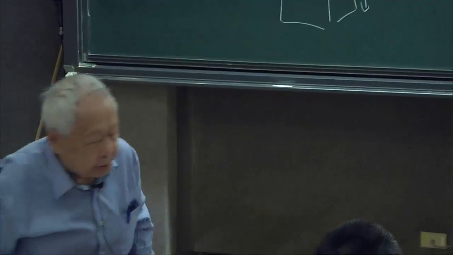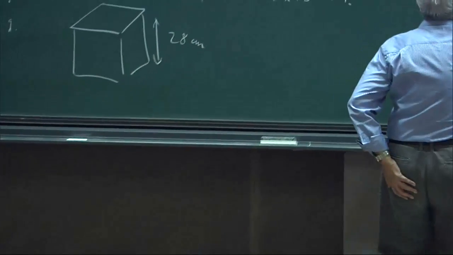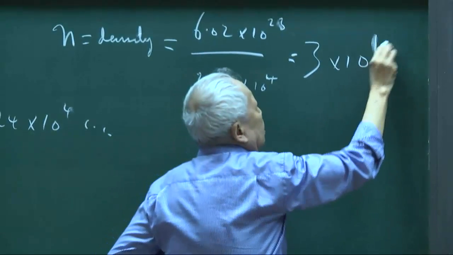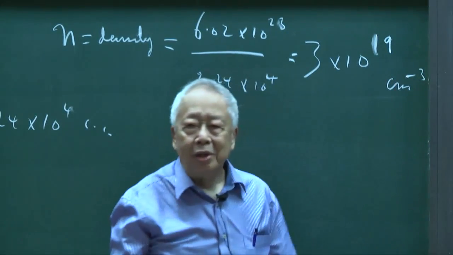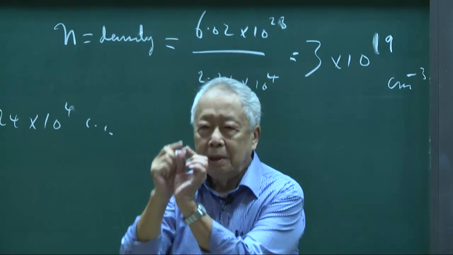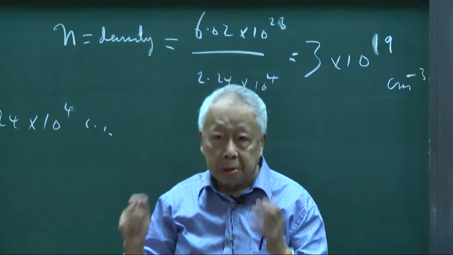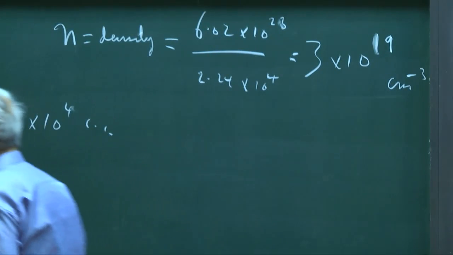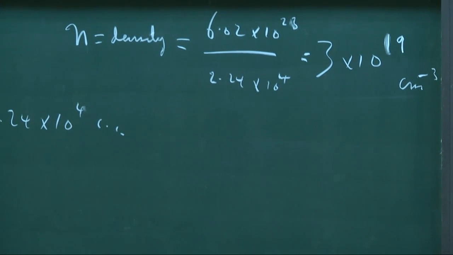About 3 times 10 to the 19th per centimeter cube. That means in 1 centimeter cube, which is about this big, right? That contains 10 to the 19th atoms. And that's why we can do statistics, because there are lots and lots of atoms. I think I should first move this here.